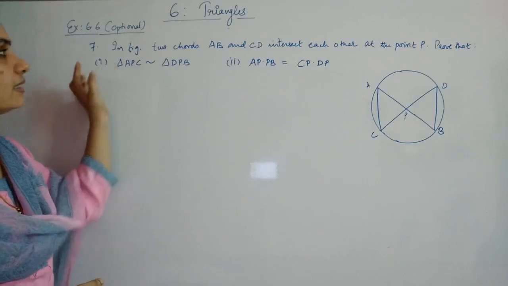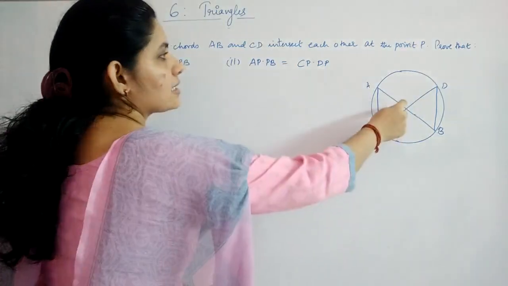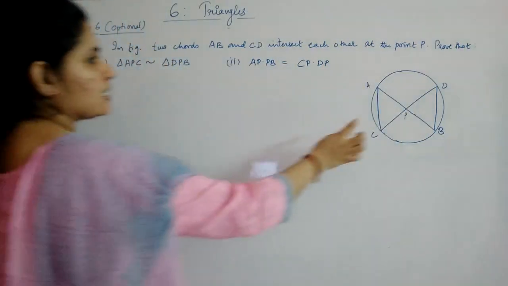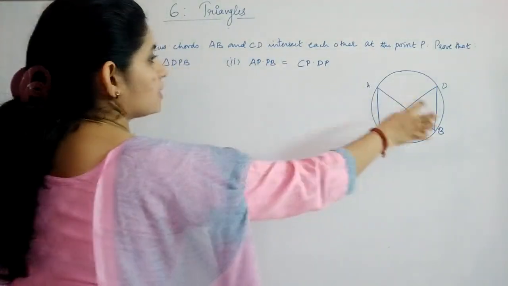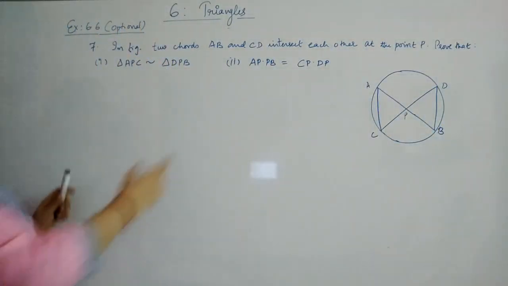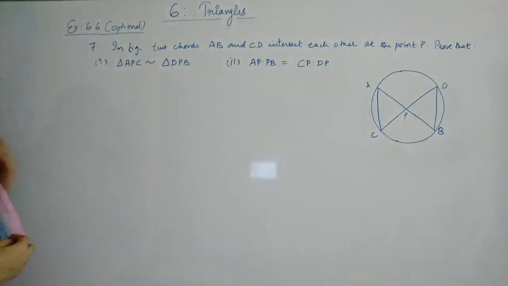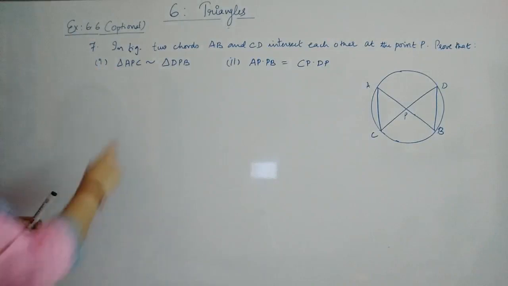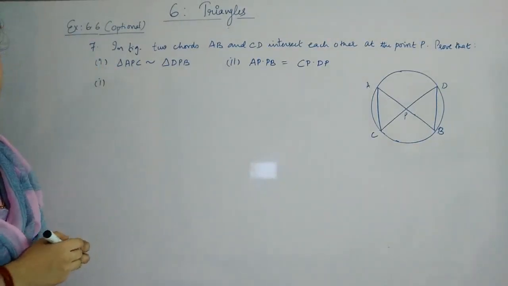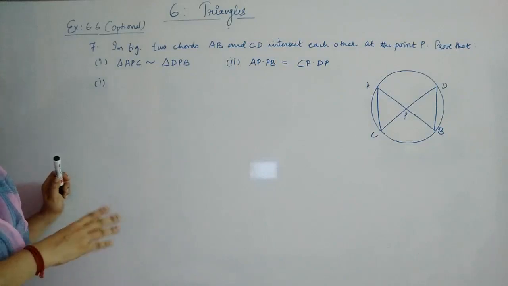Question number 7. In figure, two chords AB and CD intersect each other at P. Prove that triangle APC and triangle DPB, these two triangles are similar, you need to prove. And the second part is AP into PB is equal to CP into DP. So first we will go for the first subdivision, and for that we are getting two pairs of angles equal.